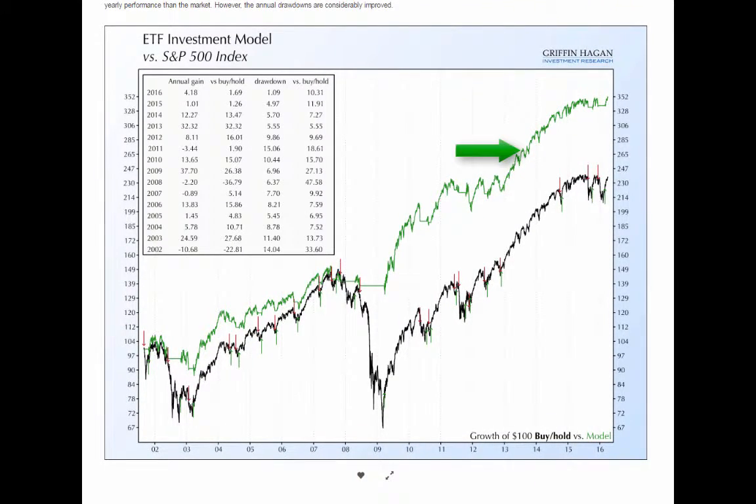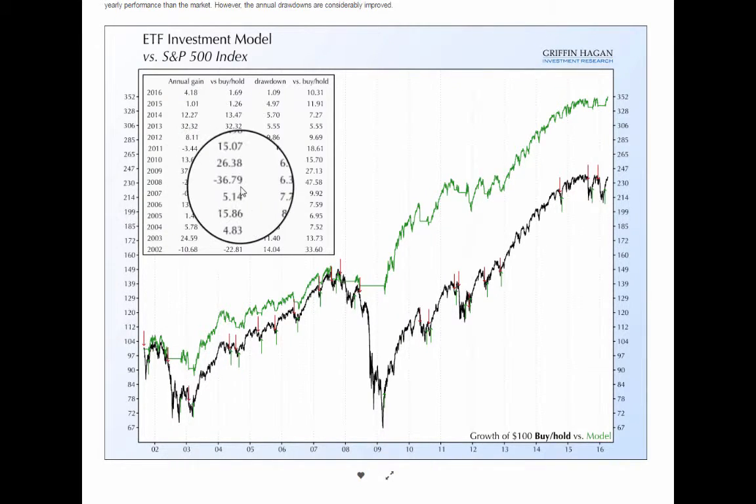The green line represents the returns of that particular strategy. You can see that it's done a little bit better than the S&P 500 since 2002. The S&P 500 is represented by the black dark line here. Specifically, you can see that during times of duress, this ETF investment model did a good job of moving into cash and avoiding risk. Let's take a look at 2008. You can see that this particular strategy was down 2.2% versus almost 37% for the S&P 500.